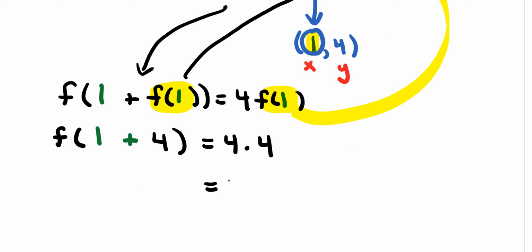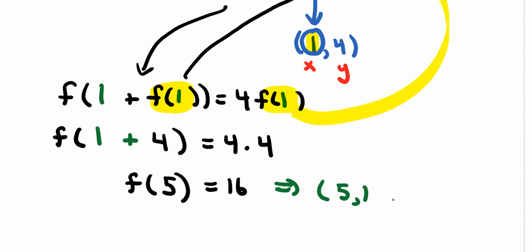So this will be 4 times 4. Okay, so once we do that, 4 times 4 is 16, and this will be f of, well, 1 plus 4 is going to be 5. Okay, so what we just established right here is f of 5 equals 16. So what that really means is, in terms of a point, this is really 5 comma 16.